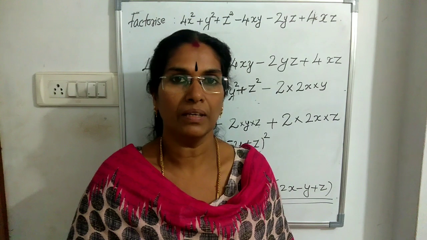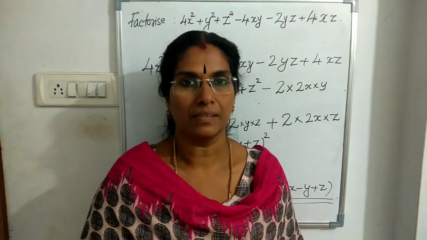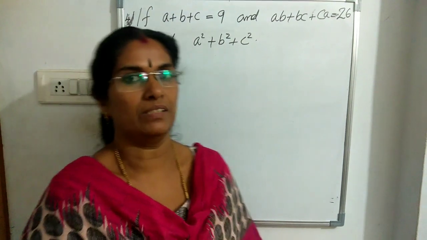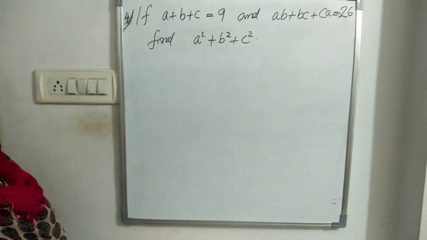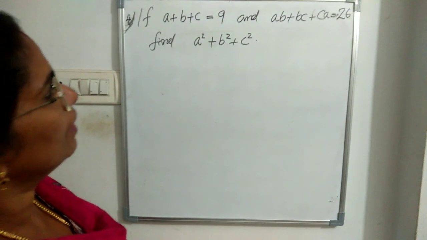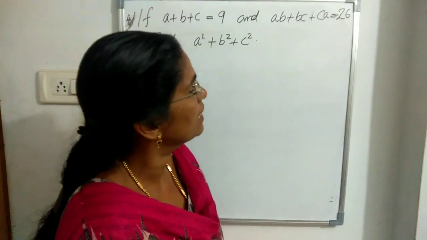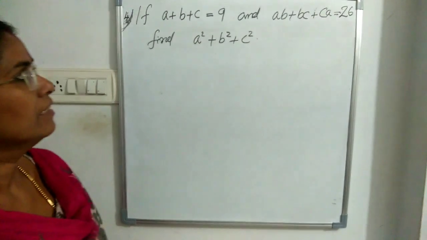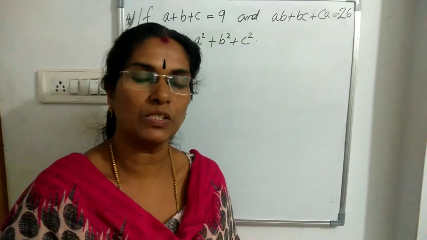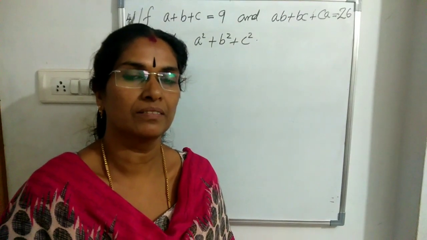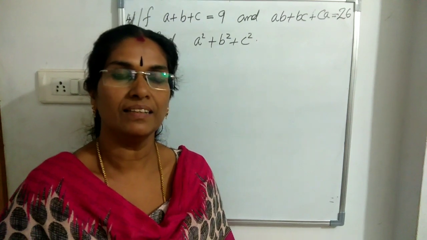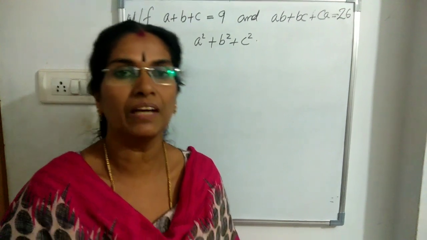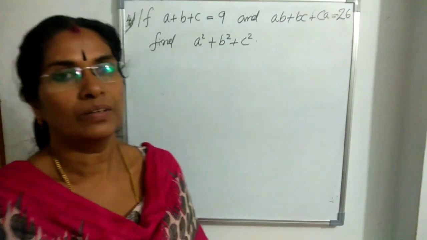Important factorization. Okay. Using identities. By applying this identity, we can solve one more question. That is, if a plus b plus c is equal to 9 and ab plus bc plus ca equal to 26. Okay. Find a square plus b square plus c square. How we can find? We learned one identity, that is a plus b plus c whole square. By applying this identity only we can find the answer of this one. Okay, let us start.